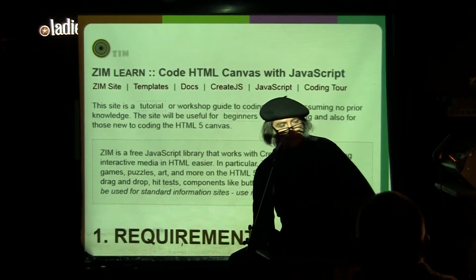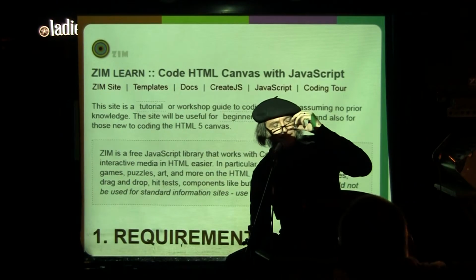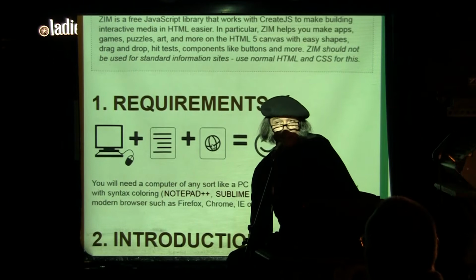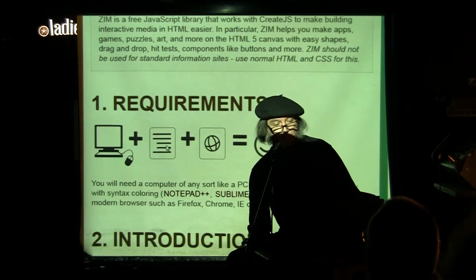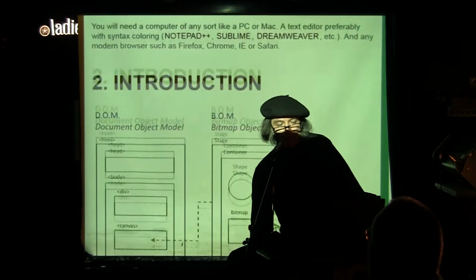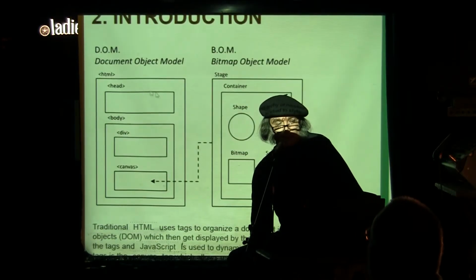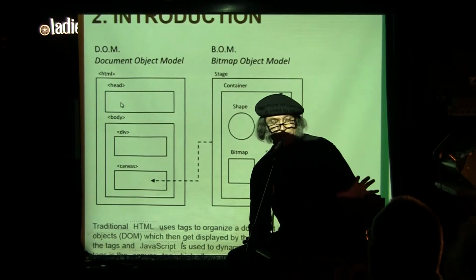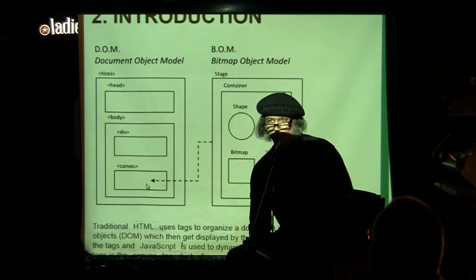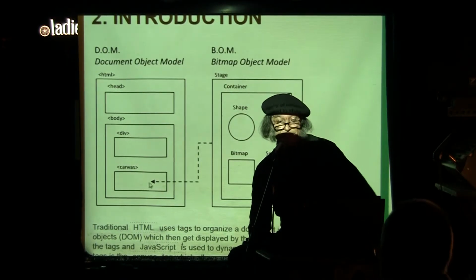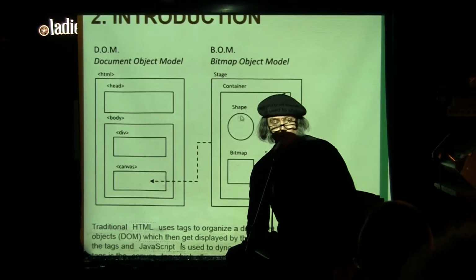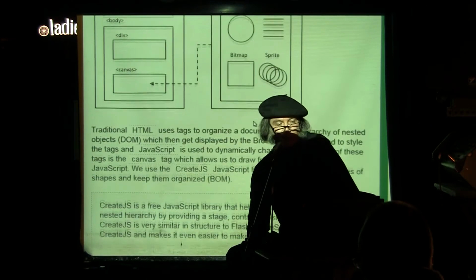So this will give you an overview of what Zim is as well, just as we take a peek into the Learn. First of all, the requirements are easy now. Wouldn't you agree? We need an editor and the web browser and a computer, and you're happy to go. This is the DOM. That's what people have been using in HTML traditionally, the tags in HTML. And then there's a bitmap object model that works on the canvas, which is one of the new tags now in HTML. And on the BOM, we have a stage and a container, and we can put shapes in it and text and move things around more freely.